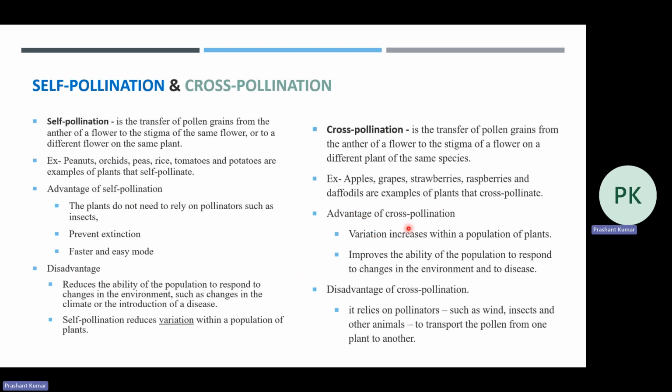Advantage of self-pollination: variation, a very important point, improves the ability of the population to respond to the climate. And the only disadvantage is it relies on pollinators such as wind, insects, or other animals. If these animals or insects are not there, pollination is not going to happen.